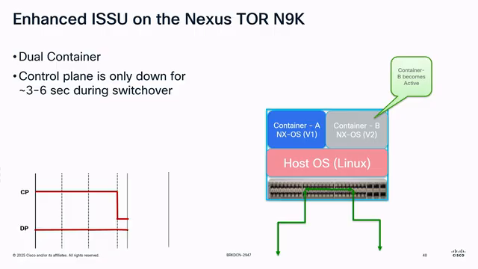We're trying to get there, but 3 to 6. So that's a drastic improvement over 90 to 120 seconds, right? So is the impact of 3 to 6 seconds or the 120 seconds on the data forwarding?